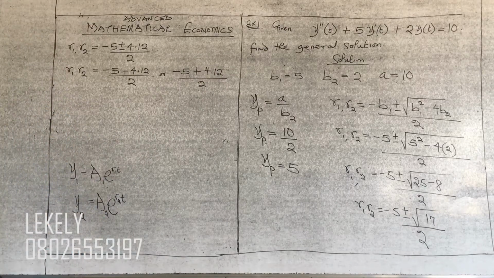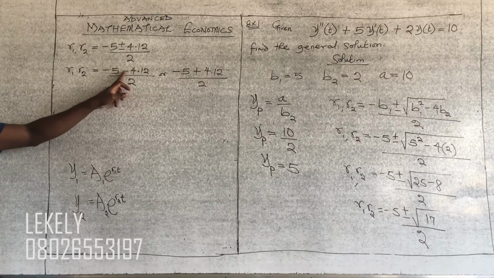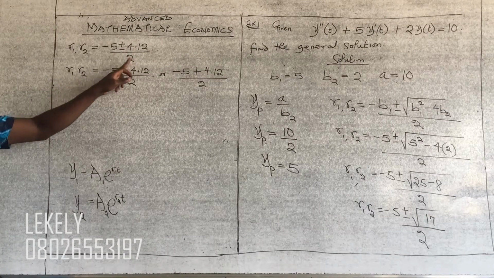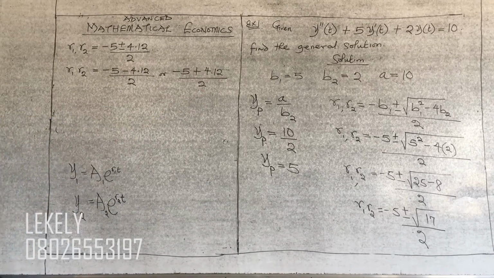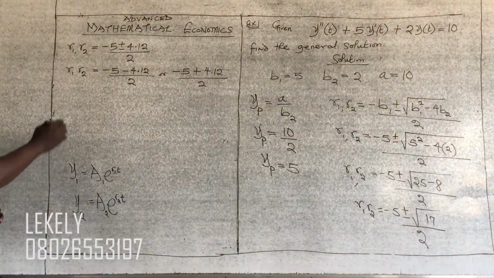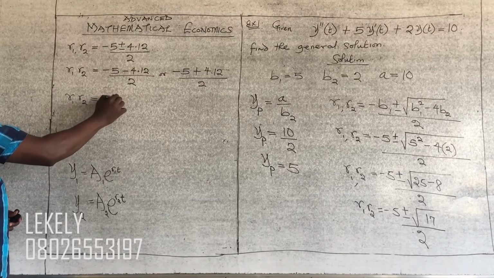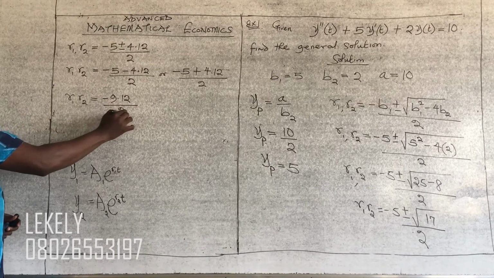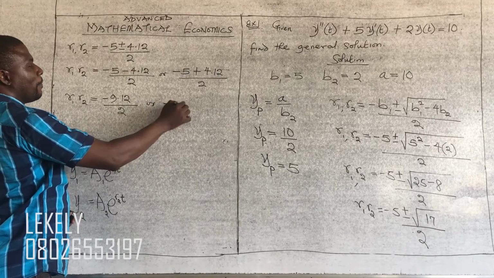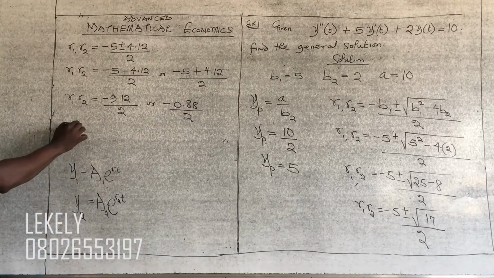See what I did? At this point, I have plus and minus. So I will pick the minus 5 minus 4.12 divided by 2. Then I will pick minus 5 plus 4.12 divided by 2 at the other side. So you pick the minus first, then you pick the plus later. Always pick the minus first. So with this now, r1, r2 will be: minus 5 minus 4.12 is minus 9.12 divided by 2, and minus 5 plus 4.12 is minus 0.88 divided by 2.